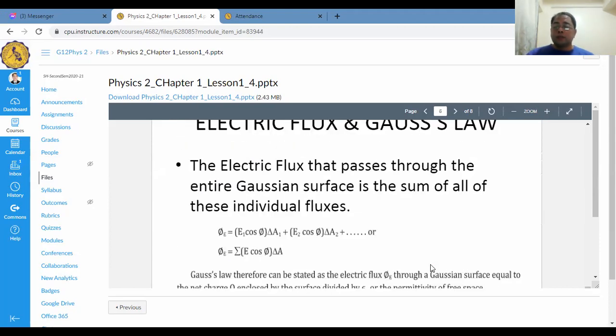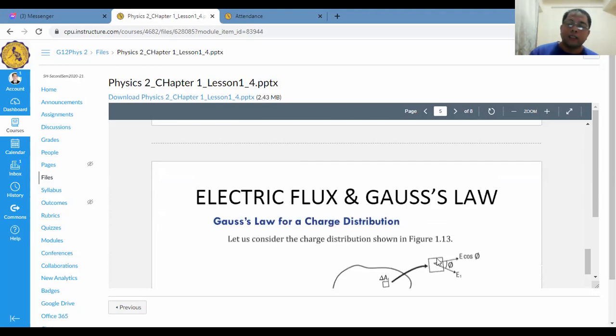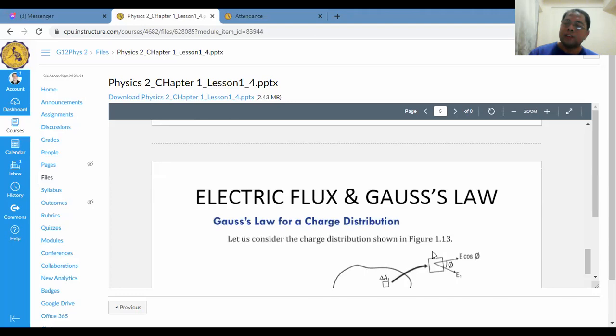But anyway, for today, I think we will just end with that lesson on electric field, and next meeting we will discuss dielectrics and capacitors.